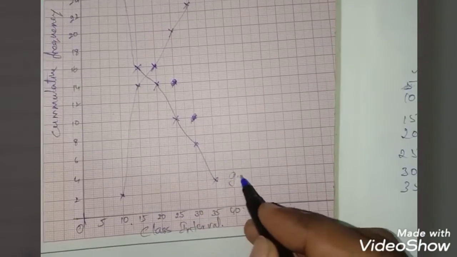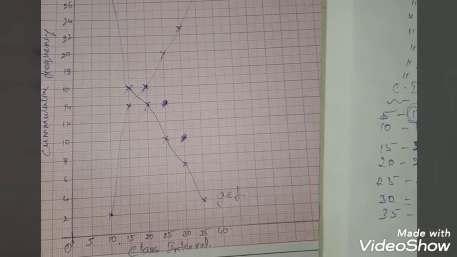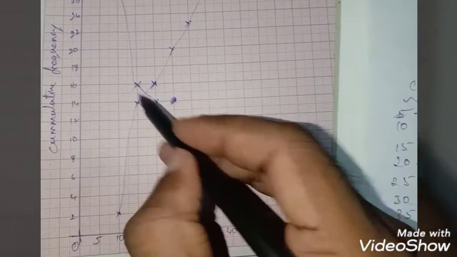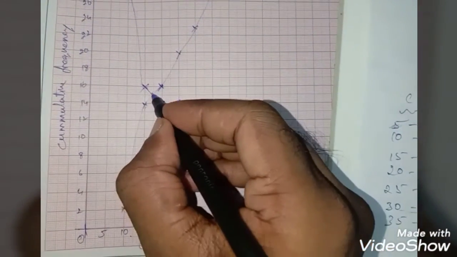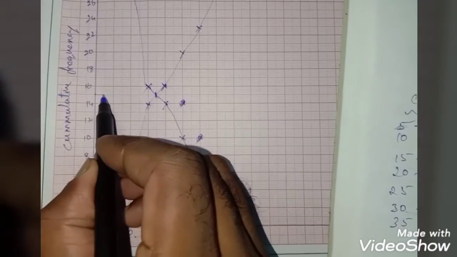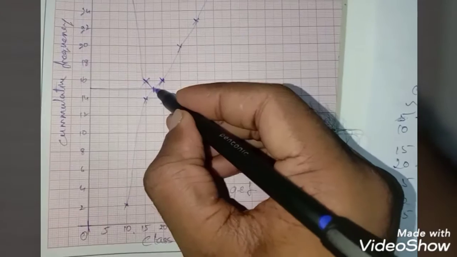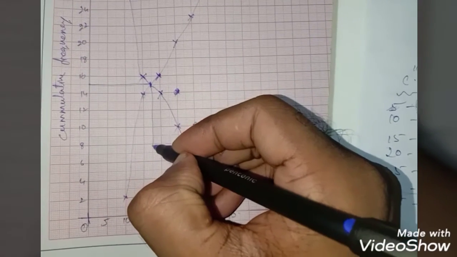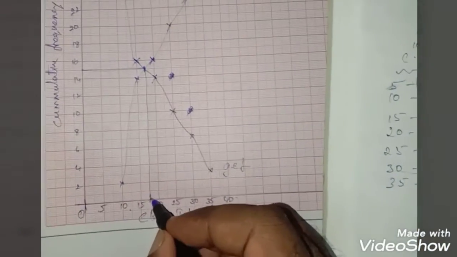Now this is the GCF. Here they asked you to find the median. The median is the intersecting point of both the curves. Here it is intersecting. If I draw the line through the middle point of this intersection and join it, this point is my median.